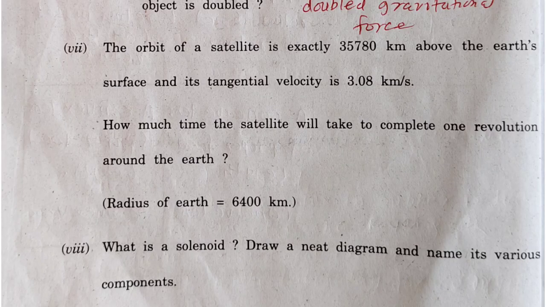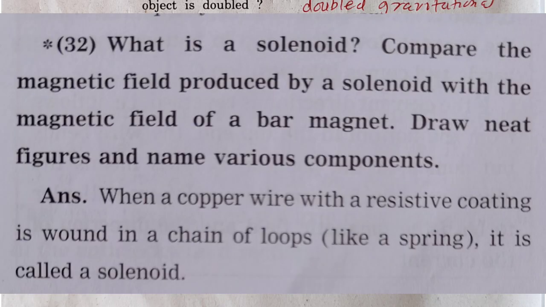Question number 3, sub question 8. What is a solenoid? Draw a neat diagram and name its various components. Answer. When a copper wire with a resistive coating is wound in a chain of loops like a spring, it is called a solenoid.